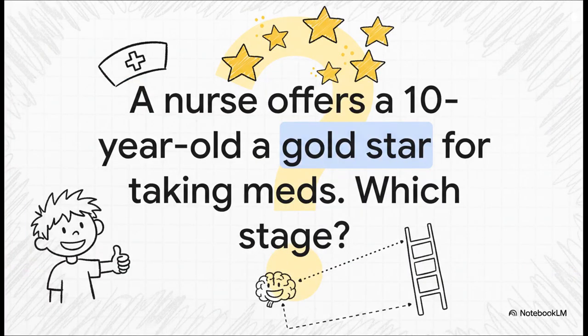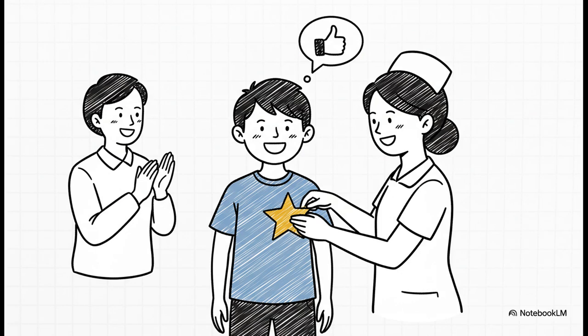A 10-year-old absolutely refuses to take his bitter medicine. The nurse offers him praise and a gold star. Which moral stage is this nurse targeting? Think about what really motivates a kid at this age. The most effective approach is C, the good boy, nice girl stage.